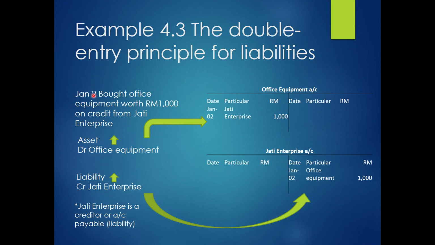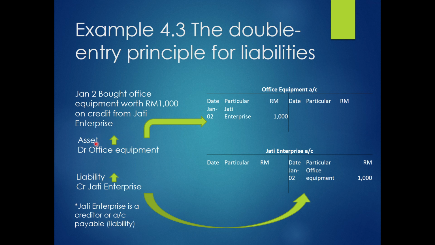Example, January 2, bought office equipment worth RM1,000 on credit from Jati Enterprise. Purchase on credit. When the business purchases office equipment by credit, Jati Enterprise becomes the creditor or account payable or liability for the business. There are two effects for this transaction.